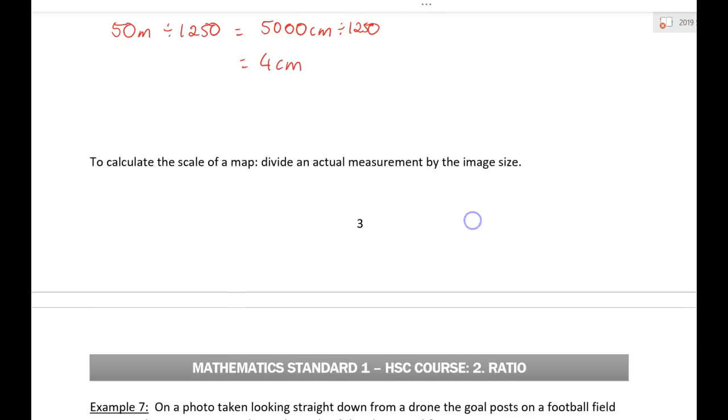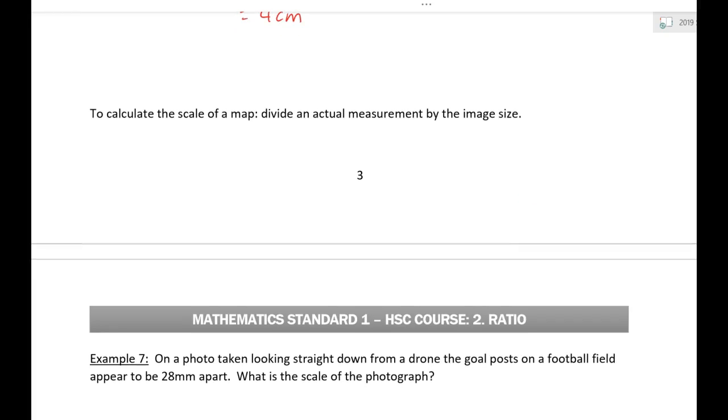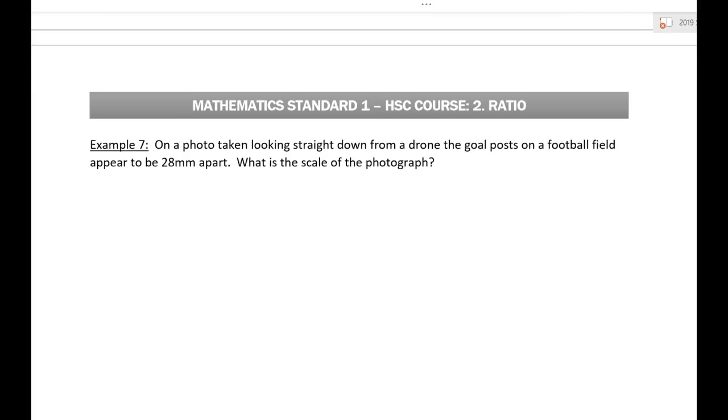One more thing here: to calculate the scale. Maybe what I actually have is a photo like we're going to see below, and I want to know what scale the photo is. Ideally, we find something in the photo that we recognise, and we calculate the scale. We divide the actual measurement by the image size. Actual size divided by image size. See how it works.